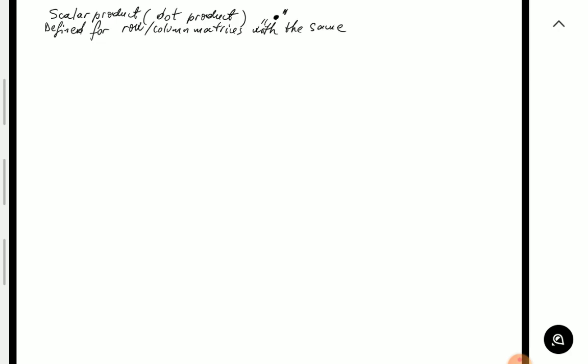All right, so let's talk now about the scalar product, also known as the dot product because of the typical notation of the operation. It's denoted by a thicker multiplication sign, hence the name dot product. This is so that it is not confused with the regular multiplication of real numbers. So this product is defined for two row or column matrices. Pay attention here, with the same number of entries in that row or column.